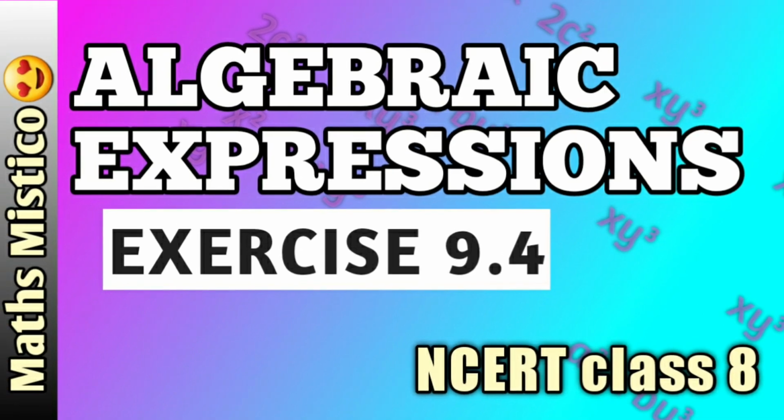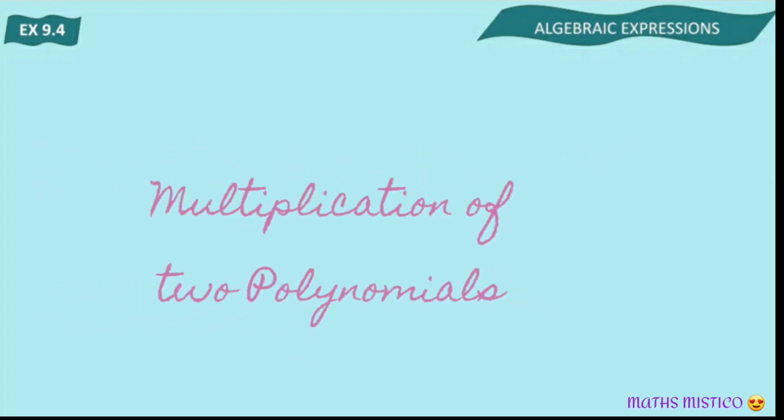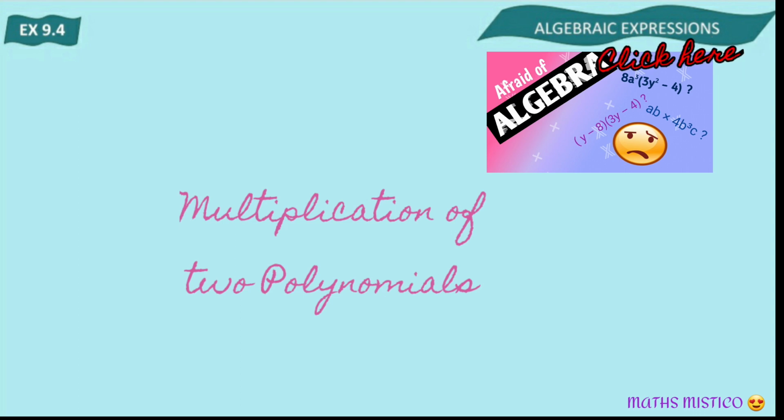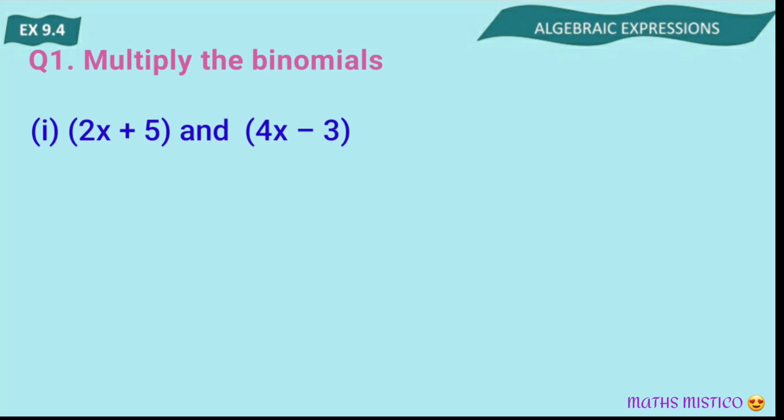This session we will solve exercise based on multiplication of a polynomial by another polynomial. If you need any help regarding this topic, you may watch this detailed video. The method remains the same whether we have two or more than two terms in each polynomial. While multiplying, we have to follow the distributive law of multiplication. So each term of the first polynomial will be multiplied by the second polynomial.